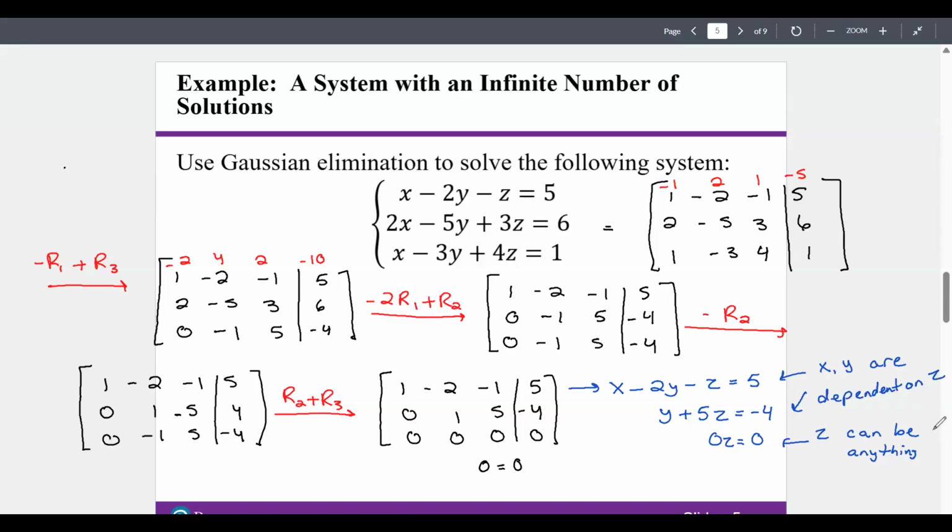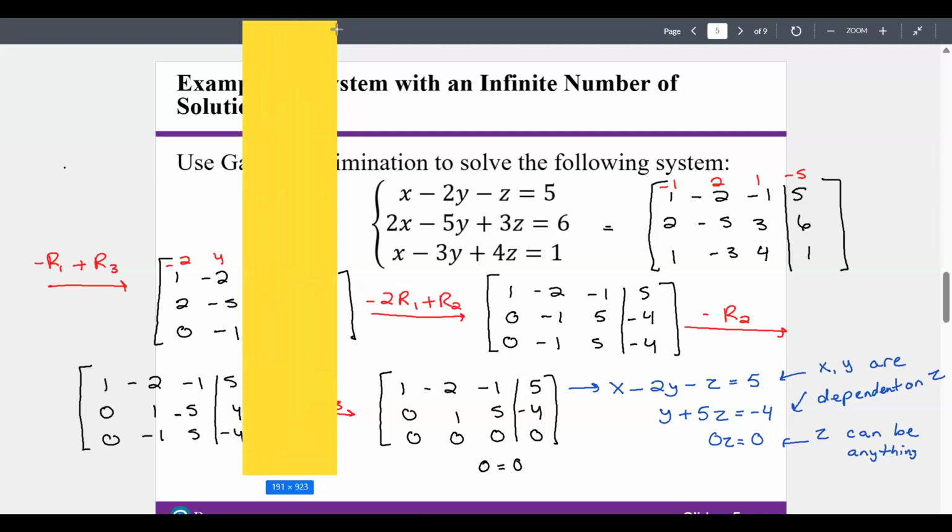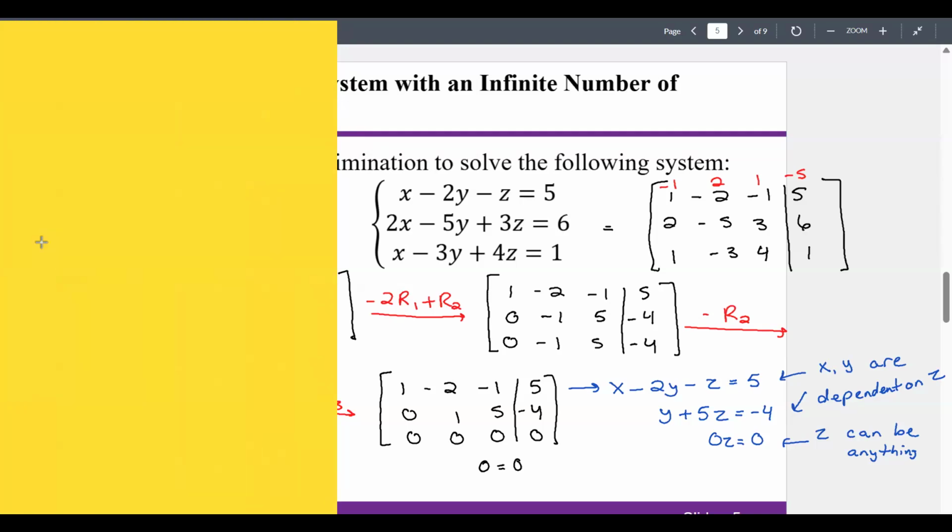So what happens in this case? Make myself a little extra room here. If you need to, you might want to pause before I get rid of part of the screen. You keep writing down notes. I'm going to get rid of this part. So we said that we have a new system of equations, which is x minus negative 2y minus z equals 5. And then we have y plus 5z equals negative 4. And we said everything's dependent on z, right?